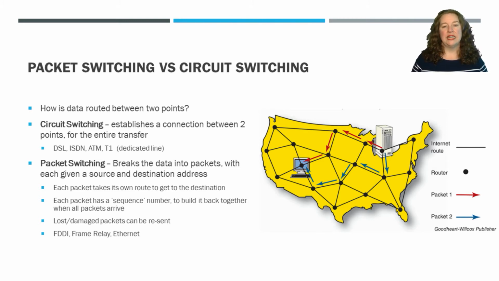So it breaks the data into packets. Each packet takes its own route. Each packet is given a sequence number. So when we send all the data across, we could have hundreds of packets, thousands of packets, and each one is given a number. I am number 1, I am number 3, I'm number 7, and I'm number 2. When they get to the destination address, they package themselves back together.